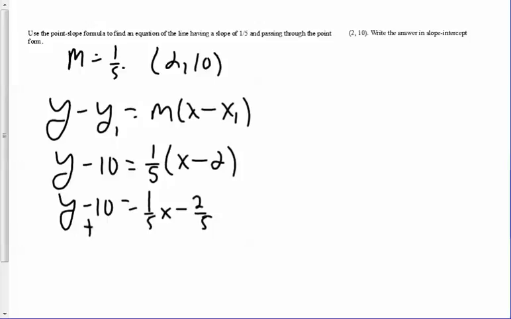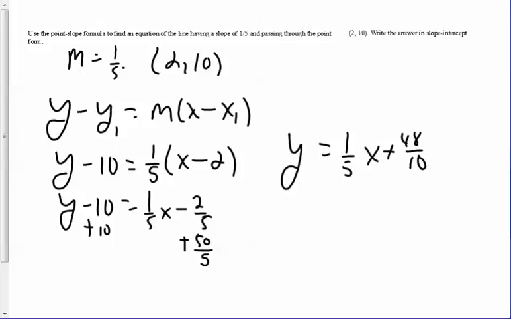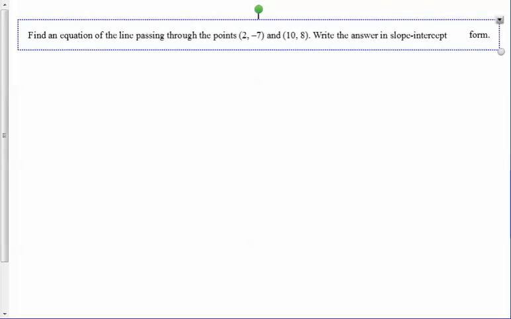I'm going to add 10. So when I go here, I'm going to add 50 over 5. That's 10, right? So then I got y equals 1/5 x plus 48 over 10. Looks a little goofy, but it's not too shabby. All right, same thing here.